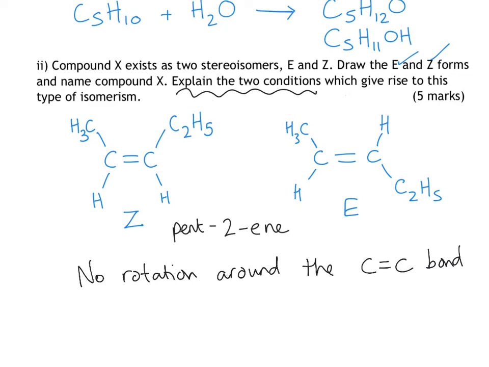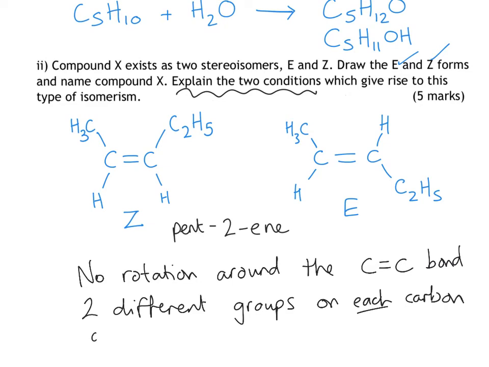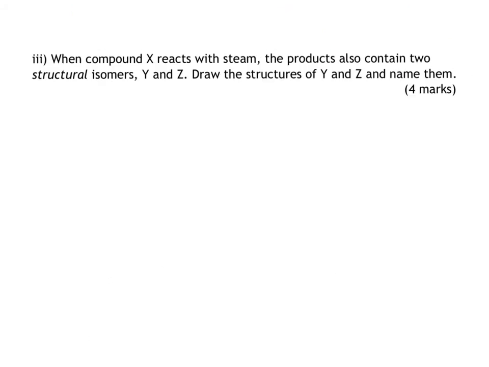And the other condition is that there are 2 different groups, i.e. methyl and a hydrogen, ethyl and a hydrogen, on each, that's quite important, carbon of the double bond. So not just 2 different groups on the double bond, because that doesn't work. You might have 2 different groups, but then there would be 2 of the same thing on 1 carbon.